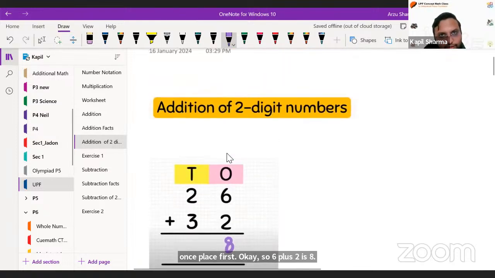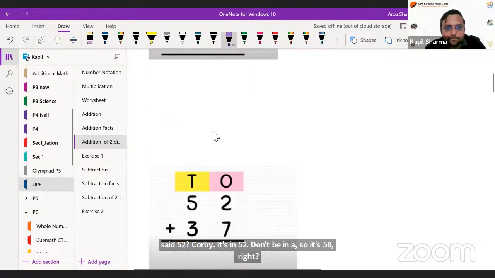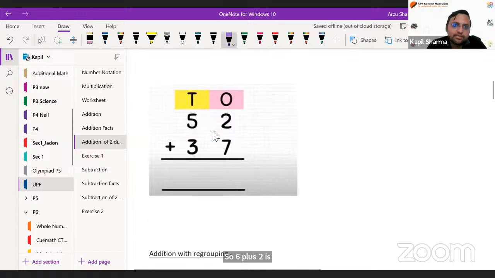Who said 52? Gorvi, is it 52? Don't be in a hurry. So it's 58, right? So 6 plus 2 is 8, 2 plus 3 is 5. Here again, 7 plus 2 is 9, 5 plus 3 is 8.